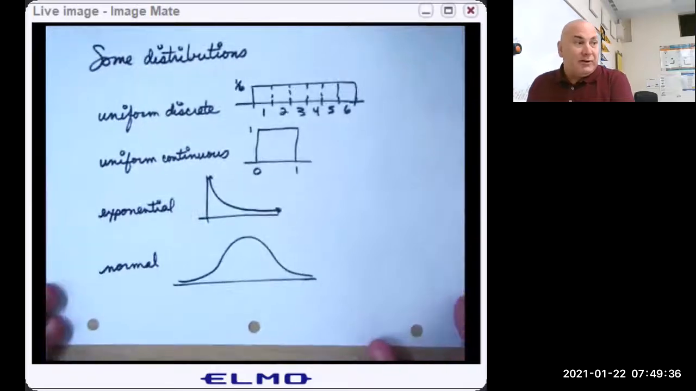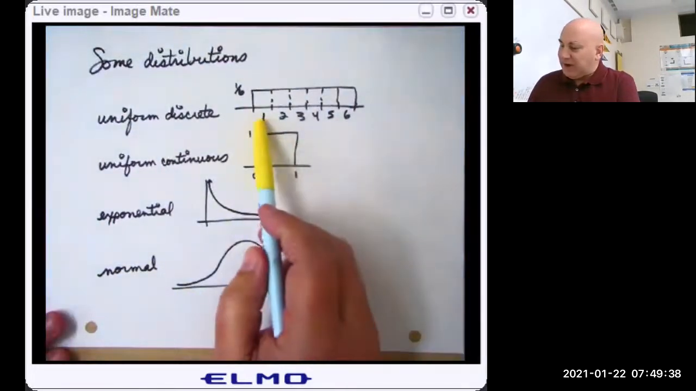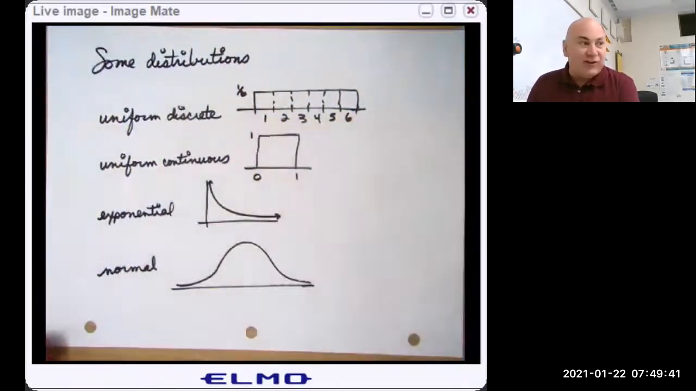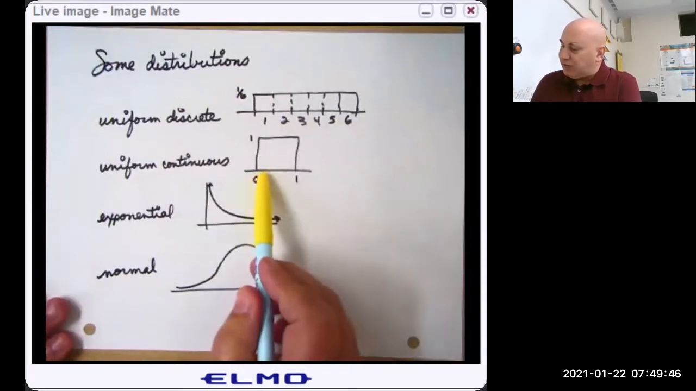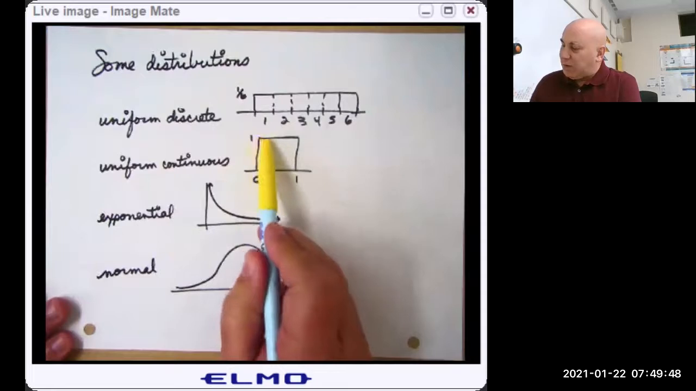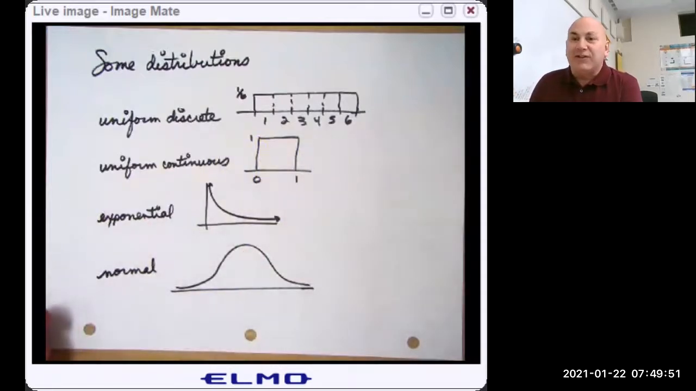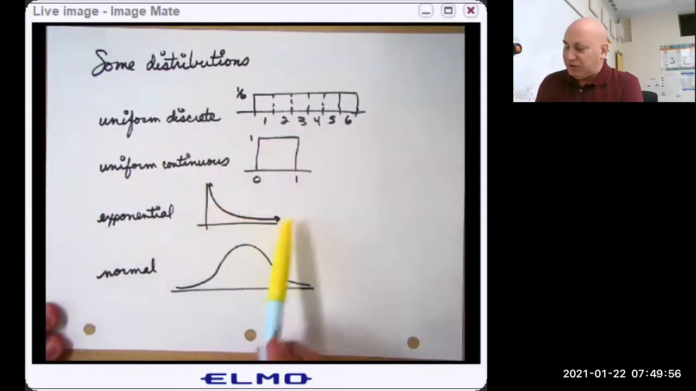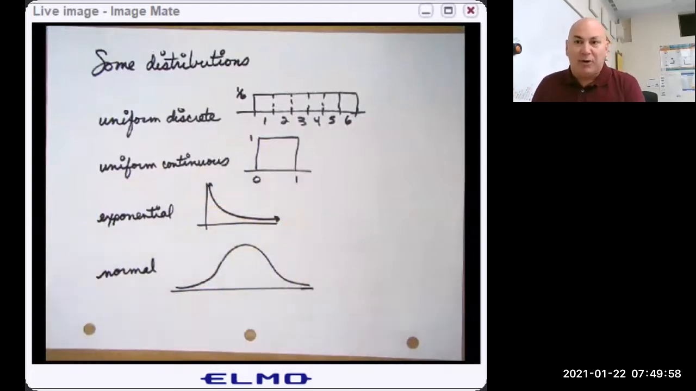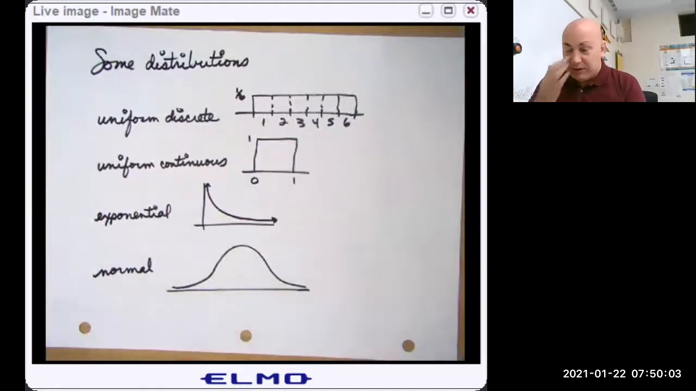Now there are a number of distributions we can look at. Here's a uniform distribution for rolling a die. Each of these numbers has a 1/6 chance of occurring. Here's the uniform continuous distribution. Every number between 0 and 1 has the same chance of being selected. Here's an exponential distribution, and here's a normal distribution. Today we're going to focus on normal and how it can apply to the binomial.